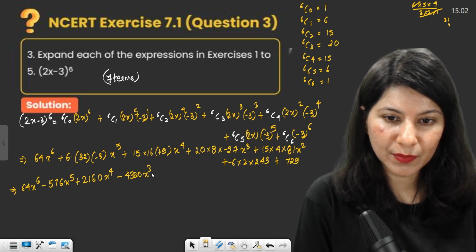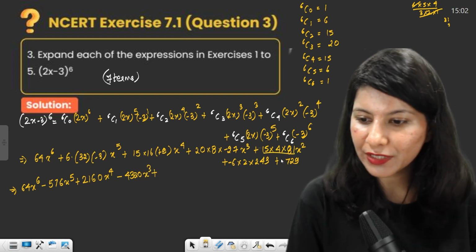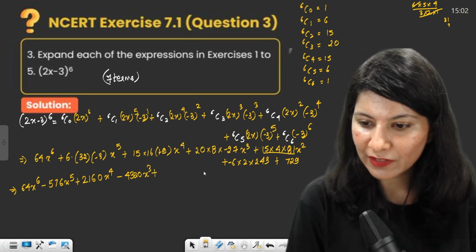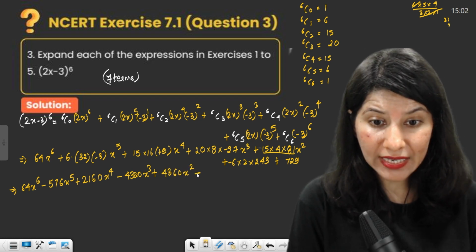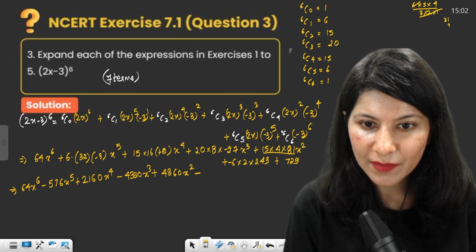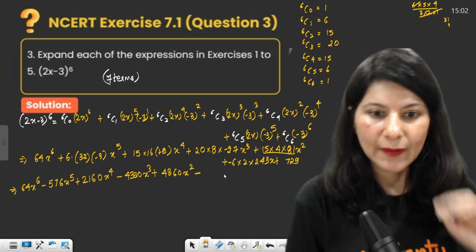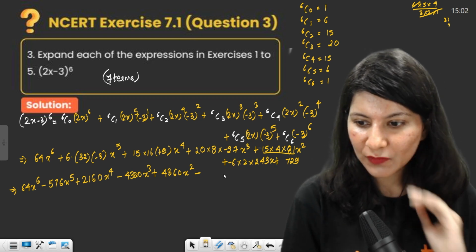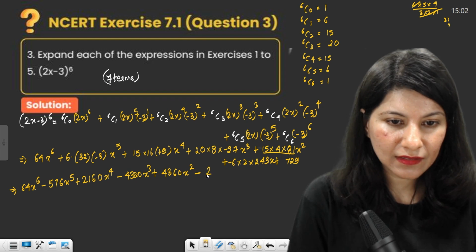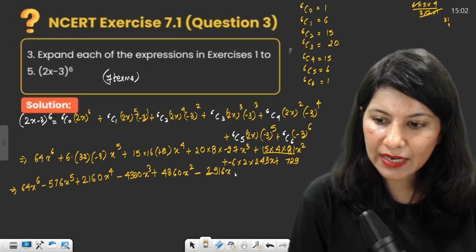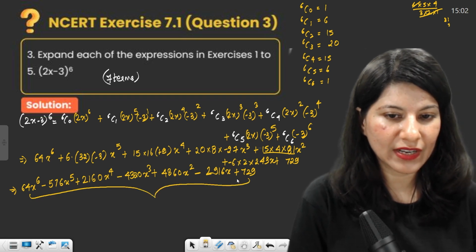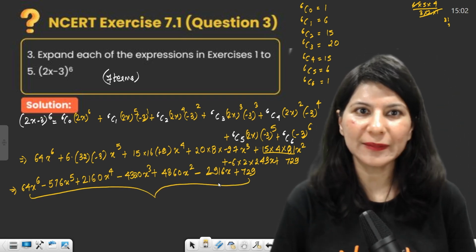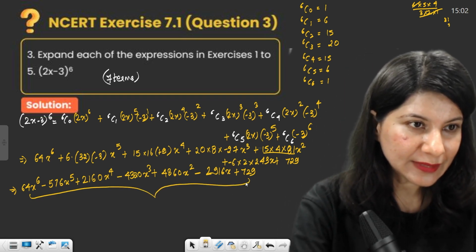x cube. Perfect. 15 into 4 into 81, 4860 x square minus, this will be having some x, right? Single x. Yeah, so the next term will be 2916 x and plus we have 729. This is our final expression. Okay. Question number 3 also done nicely.